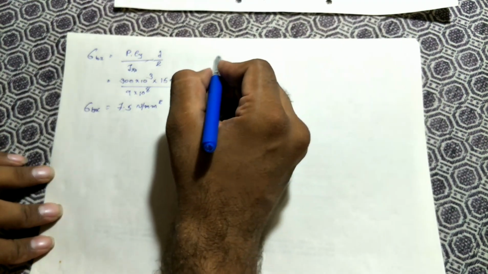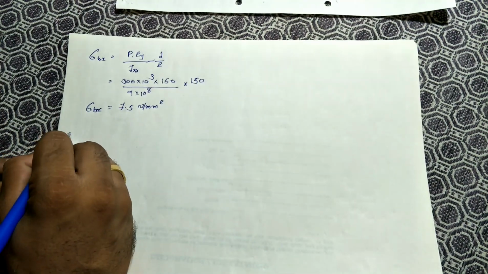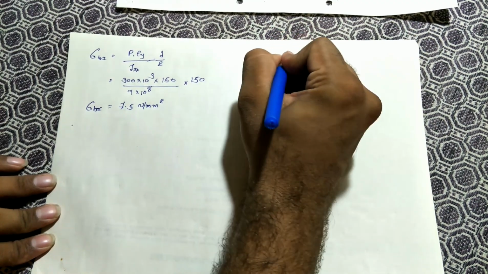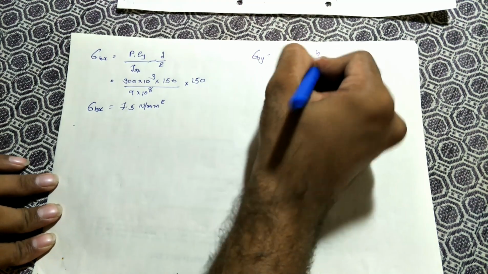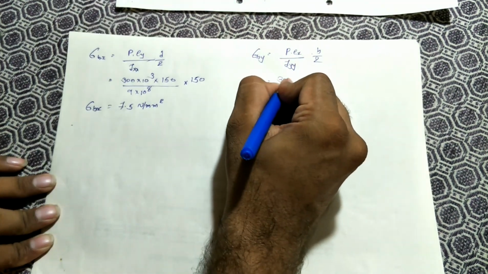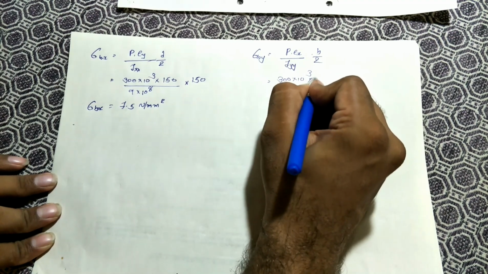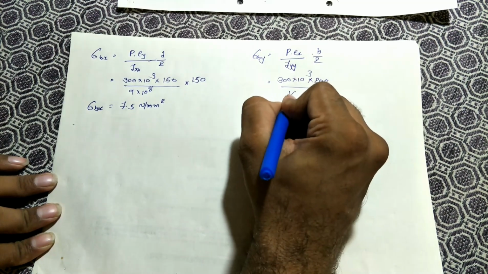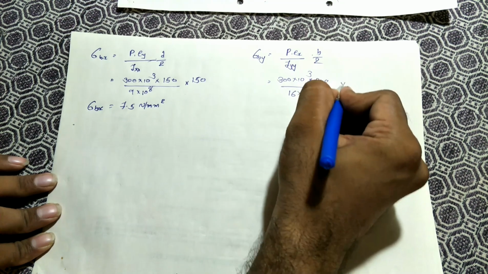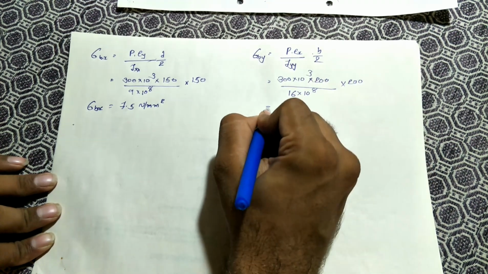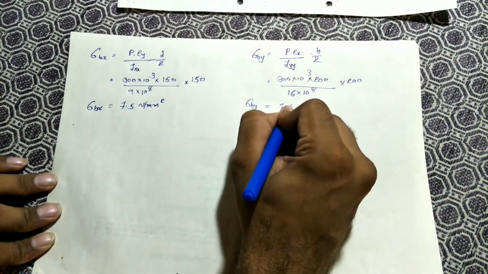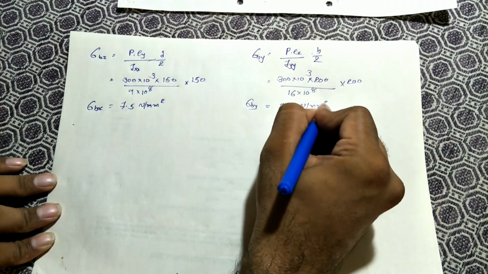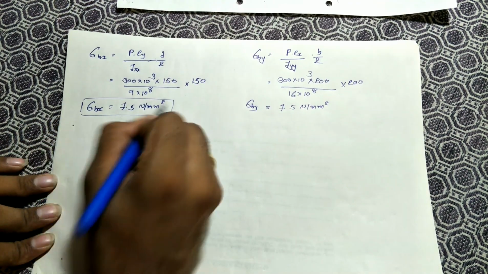Now what is sigma By? We have an equation, that is P into Ex divided by Iyy into b by 2. So P is again 300 into 10 raised to 3, into 200, divided by Iyy, which is 16 into 10 raised to 8, into 400 divided by 2, that is 200. So this answer, sigma By, will be 7.5 Newton per mm square.